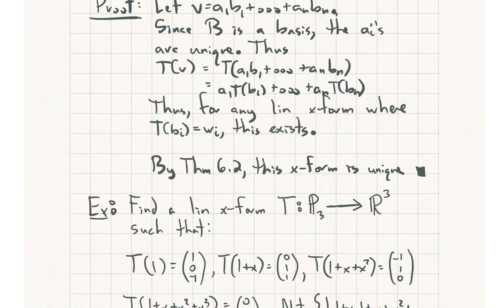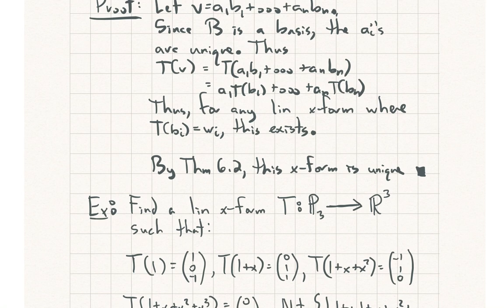And we know that if we have a linear transformation where T of Bi gets sent to Wi, so B1 gets sent to W1, B2 gets sent to W2, etc., we know this exists. And by the previous theorem, if there were two transformations that sent B1 to W1, B2 to W2, etc., they have to be the same transformation. So this transformation is indeed unique. So we're good to go there.